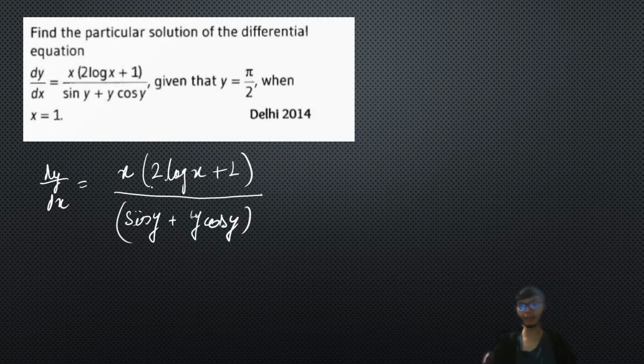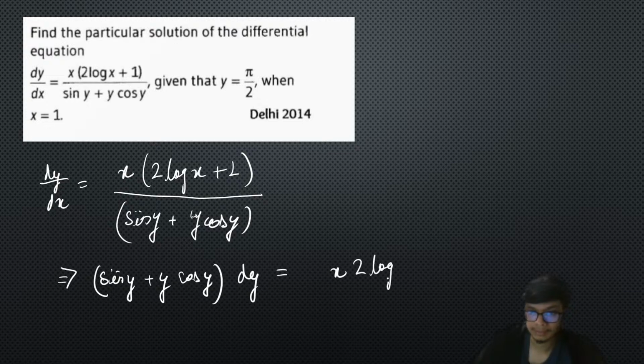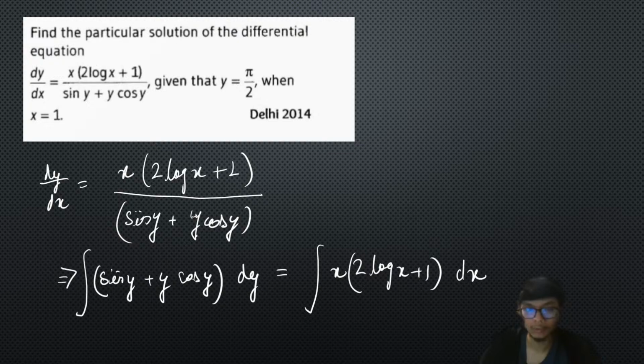If we look at this particular problem, we can easily see that it is a simple problem of variable separable form. What you can do is separate the variables on the respective sides and you can get to the integration easily. So, it's a simple form of variable separable. I'm not solving it fully. I'm just showing you how we can solve it.